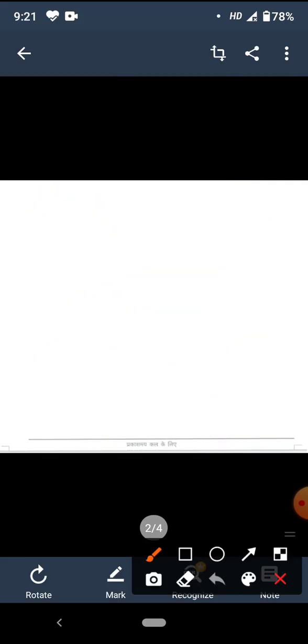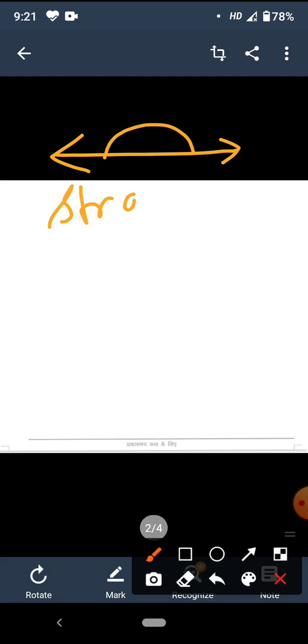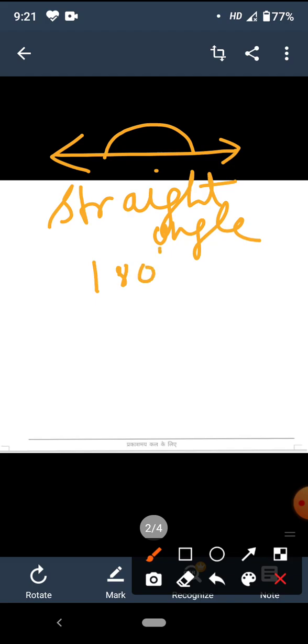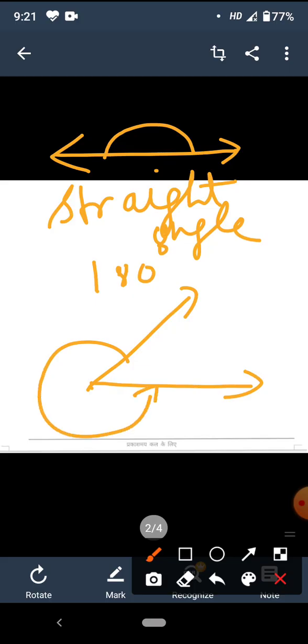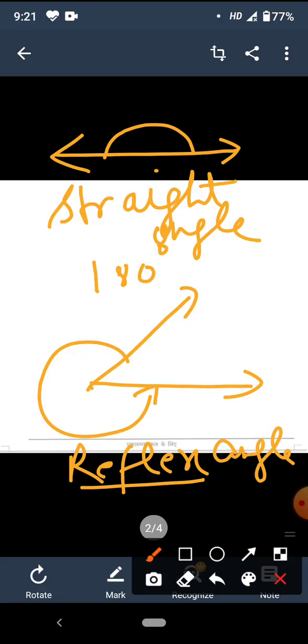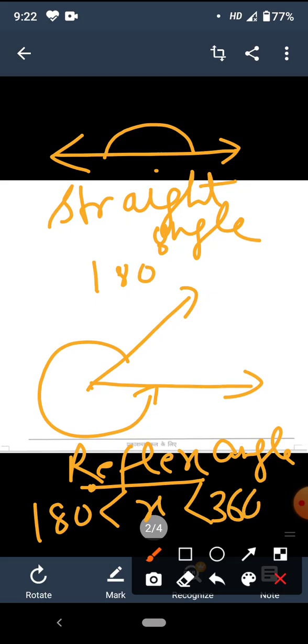Then we also have, suppose this is a line, then this angle is known as a straight angle. What is a straight angle? One whose measure is equal to 180 degrees. Suppose there is an angle, this one. This kind of angle is known as a reflex angle. A reflex angle is an angle whose value is more than 180 degrees and less than 360 degrees. Then you have one angle that is a complete 360 degrees. This is known as a complete angle.